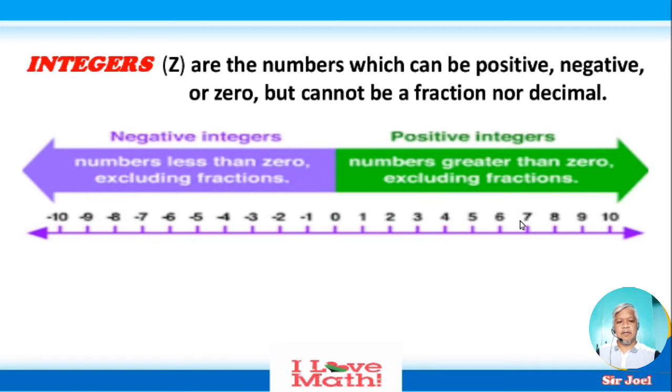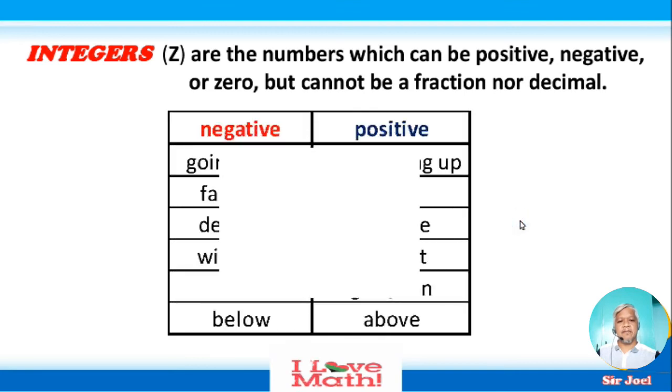And if you look at this figure or drawing, when you say negative integers, these are numbers less than 0, excluding fractions, and again, even decimals. And for the positive integers, these are numbers greater than 0, excluding fractions and decimals. So, lumalabas dito sa drawing, yung 0 is located at the middle, between negative integers and positive integers. In this case, when you say 0, it is neither positive nor negative. So, walang sign ang 0. Hindi mo pwedeng sabihin positive 0 at hindi rin naman pwedeng sabihin negative 0. So, 0 is just 0. Okay? Now, let us continue.